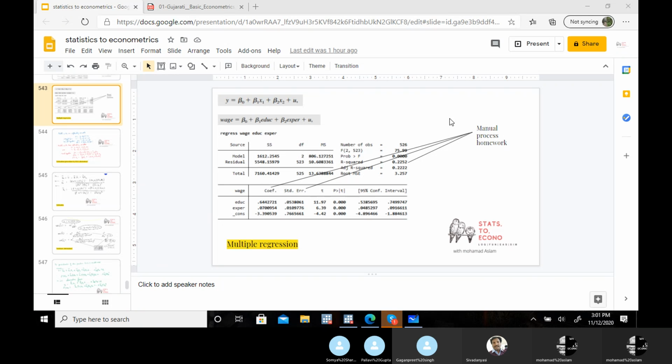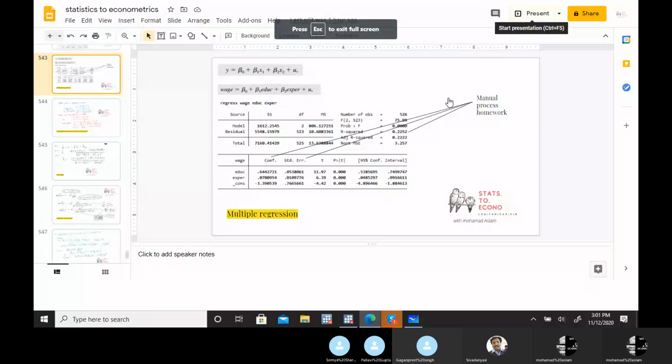I shared 2 or 3 data sets today. These data sets are from Wooldridge, and I'm arranging them with the help of a few students. So first, let's start with multiple regression. What is multiple regression analysis?